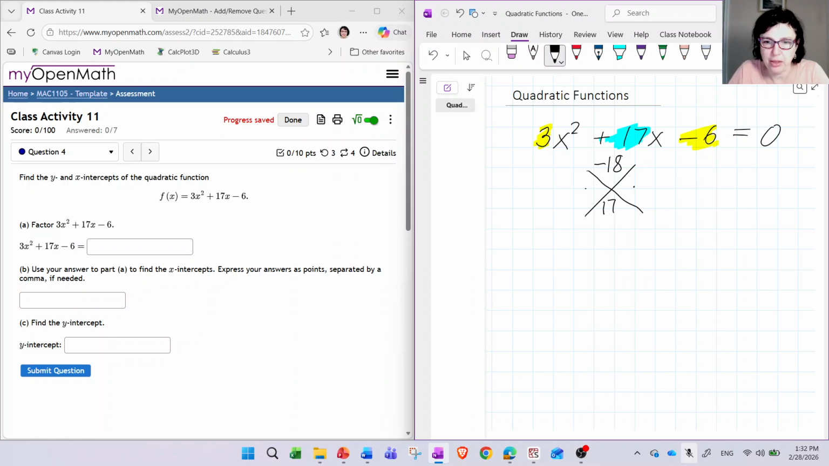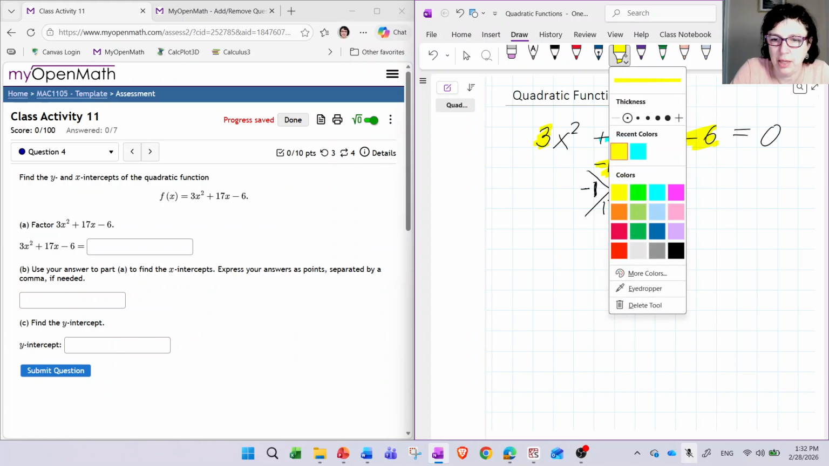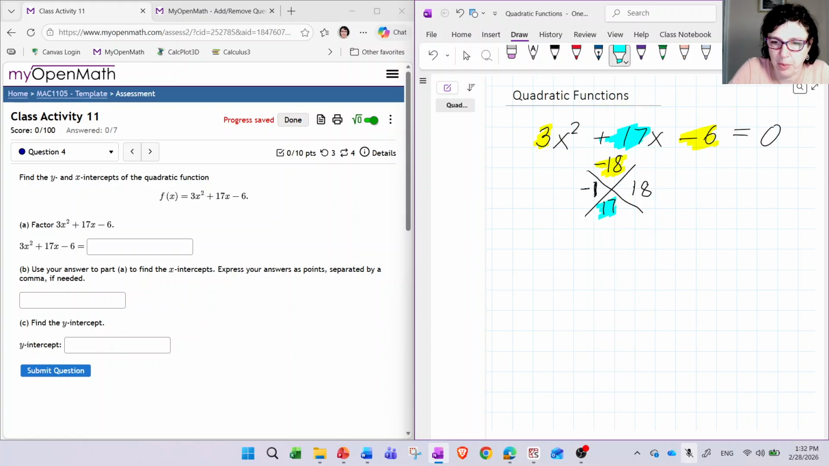What happens when you add them? -1 plus 18 is 17. I immediately figured it out. It's usually not hard. You just look at a couple of possibilities and then you figure it out. Okay, so this -1 and then 18, right? Again, multiplying those will give you -18, which let's just get that here, and then adding will give you the bottom number.